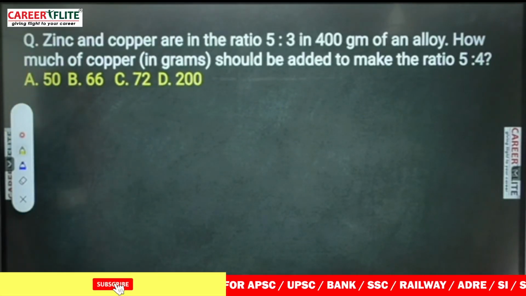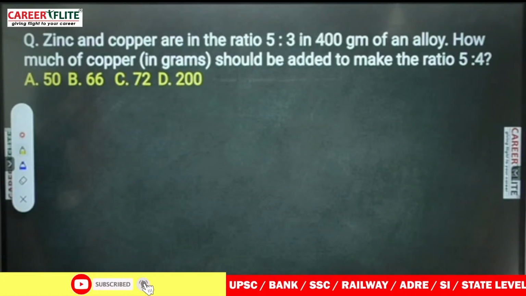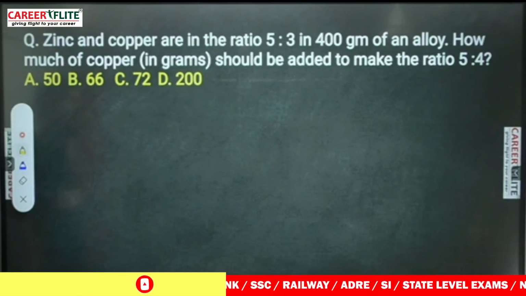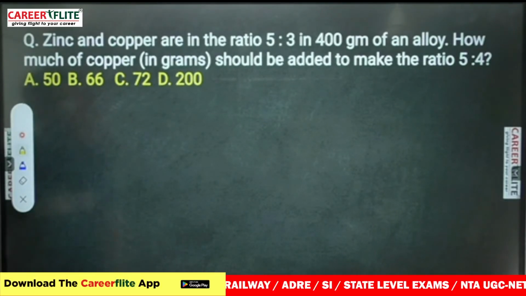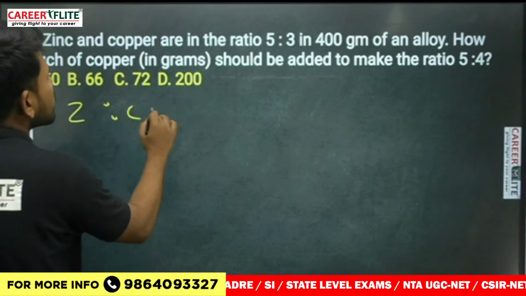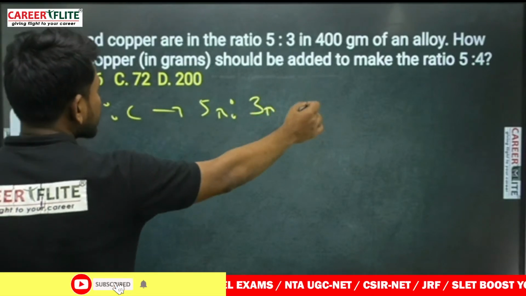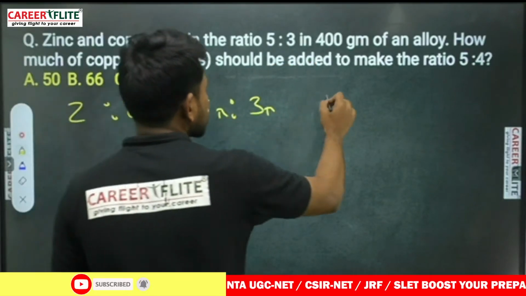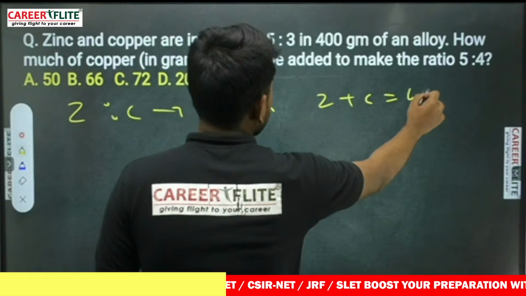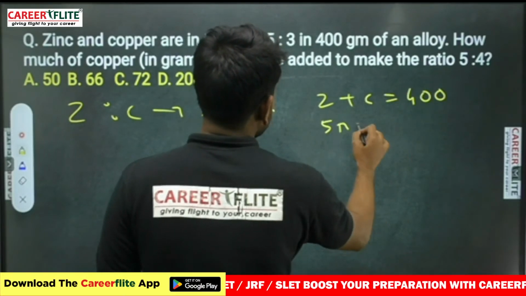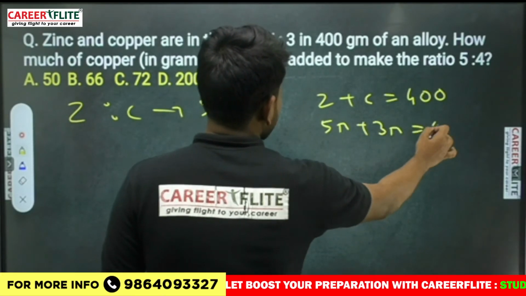So it is given zinc and copper in the ratio 5:3 in a 400 gram alloy. How much copper should be added to make the ratio 5:4? So zinc and copper are in the ratio 5:3. What is the total quantity? 400 gram. So zinc plus copper is equal to 400 gram. So this is 5R, this is 3R, and this is 400.